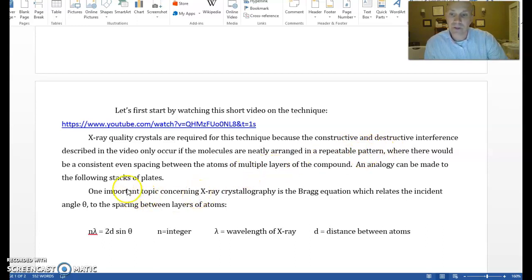So one thing I want to point out is that a very important equation having to do with X-ray crystallography is what's called the Bragg equation, and that relates the incident angle, theta, which is the angle that the X-rays are coming in and hitting your crystal from, and d, which is the distance between atoms in your crystal structure, all right? Lambda right here is the wavelength of your X-ray, and n is just some integer.